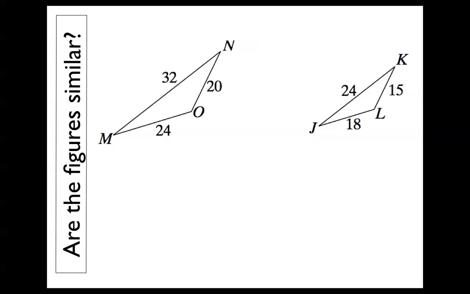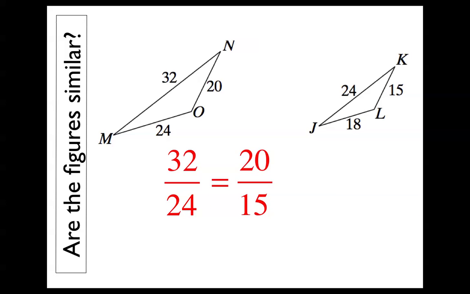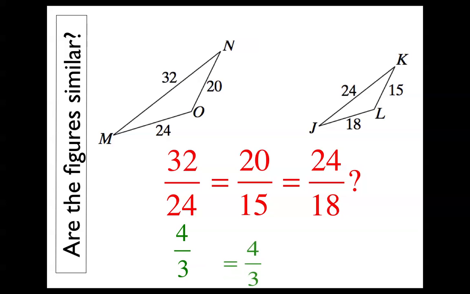Okay, these two triangles look like they might be similar. How can we tell if they're exactly the same shape? Well, we would have to put it to the test to see if they're to scale, to see if they're proportional. So if I look at MN, which is 32, and I look at the corresponding part JK, which is 24, and I make a ratio, is that ratio going to be equal to NO, which is 20, over KL, which is 15, and then the other two corresponding sides, which are 24 and 18. Well, in this case, if you reduce all of these ratios or fractions, you get 4 over 3, and then you also get 4 over 3, and then you also get 4 over 3 again.